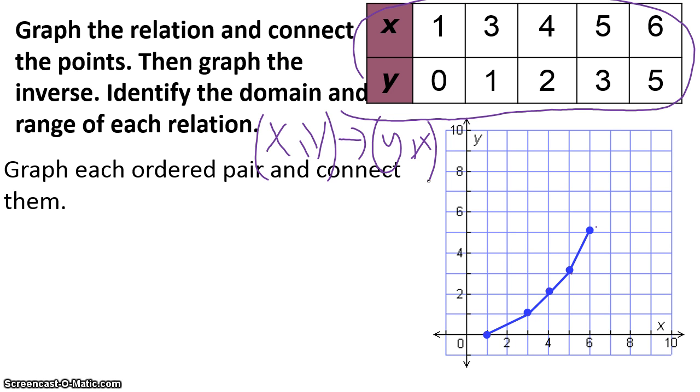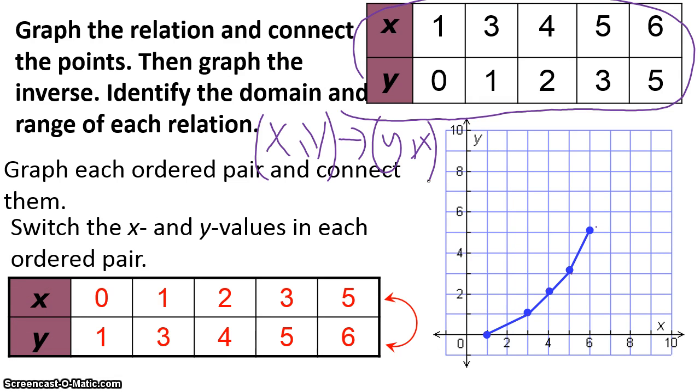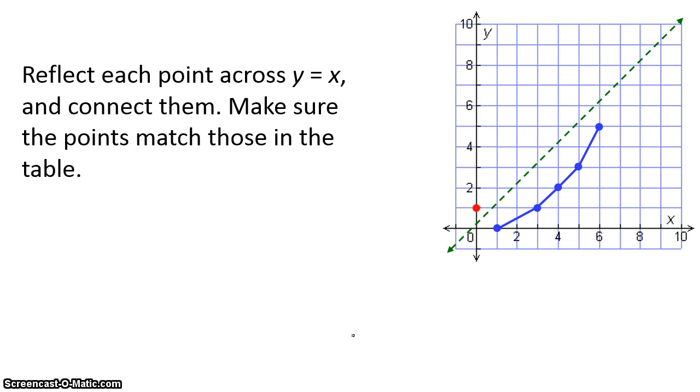So pause your video and do that, and then turn it back on. All right, let's see what you got. When you switch the x and y values, your new table is now (0, 1), (1, 3), (2, 4), (3, 5), and (5, 6). Did you get that? So your graph now should look like this.